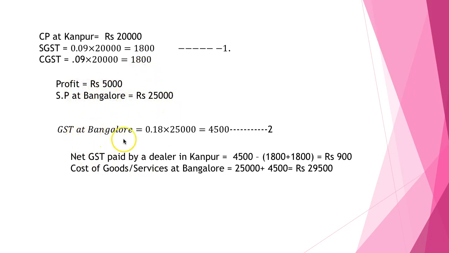So GST at Bangalore will be 0.18 into 25,000. Now Kanpur to Bangalore is interstate, so this is IGST. That is 4,500. So net GST paid by the dealer in Kanpur will be 4,500 minus 1,800 plus 1,800, which is rupees 900. And the cost of goods services at Bangalore will be 25,000 plus 4,500, which is rupees 29,500.